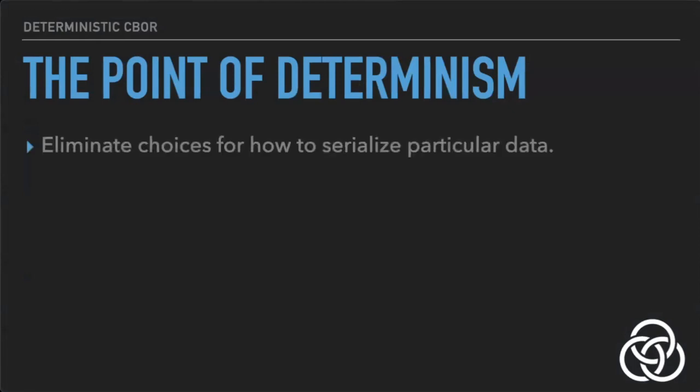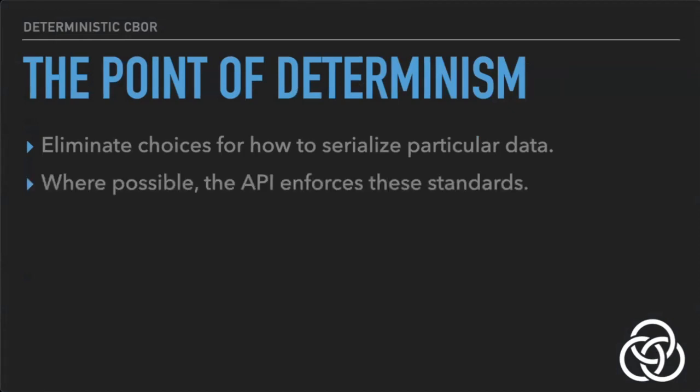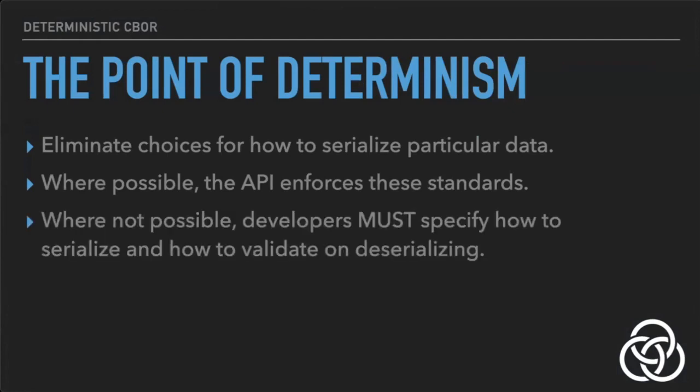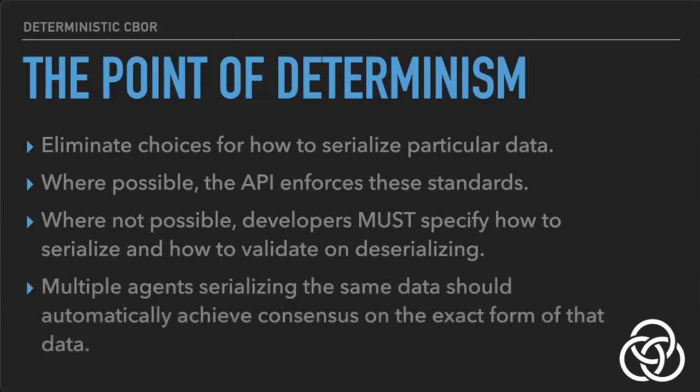Well, first of all, it's to eliminate choices for how to serialize particular data. Why is that good? Well, we want the API to enforce these kinds of standards rather than have to give developers a lot of choices, because when developers make choices, then that often brings up problems with interoperability. So we like the API to enforce these standards as much as possible. Where it's not possible, and there are a few edge cases where it's not as easy to do, then developers need to be aware that they must specify how to serialize and how to validate on deserializing.